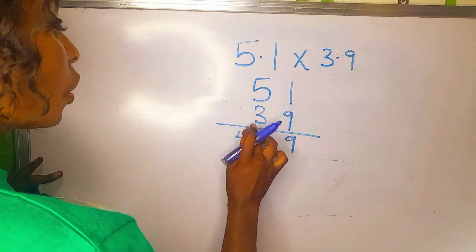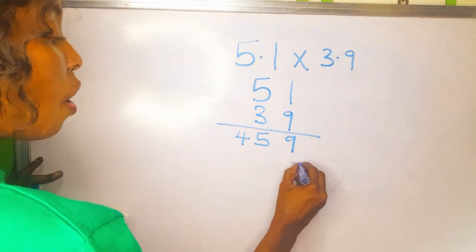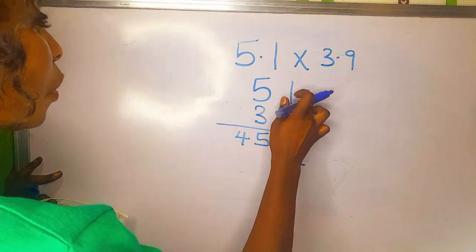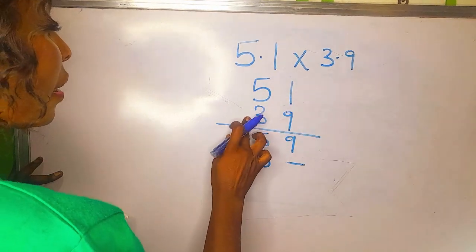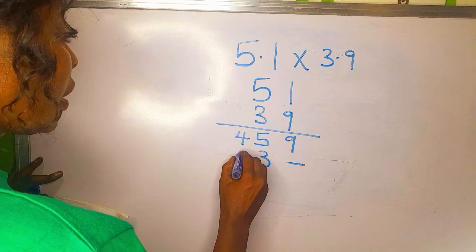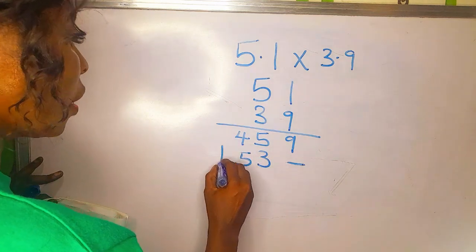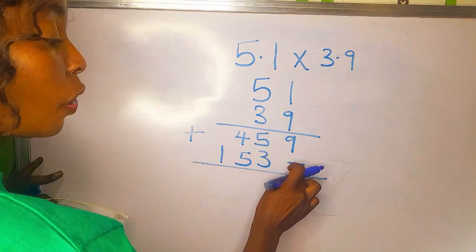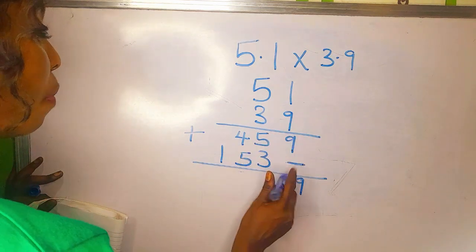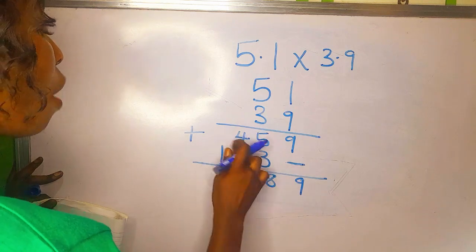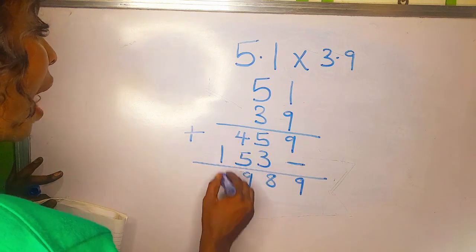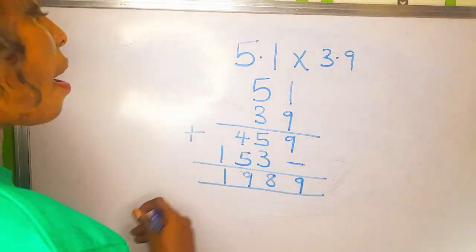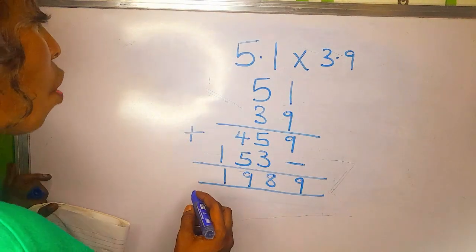Now 3 times 1. Once we move to 3, we have to block this place. Block it. Nothing goes in there except 0. 3 times 1 is 3. 3 times 5 is 15. So I put down 5 and 1. Then we add up. This gives us 9. 9 plus 0 is 9. 5 plus 3 is 8. 4 plus 5 is 9. And 1.